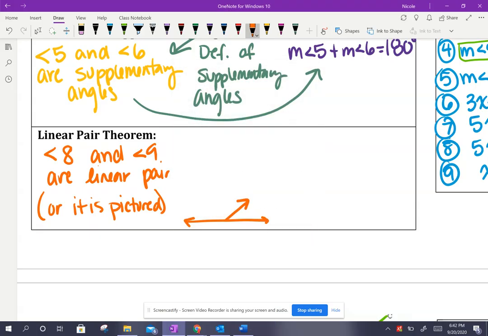So for example, if I draw a little picture here real fast, I have angle 8 and angle 9. I have to be able to tell that they are adjacent in order to be able to say that they're a linear pair. I can't just know that they're supplementary. So because of this, I can go and say that angle 8 and angle 9 are supplementary.